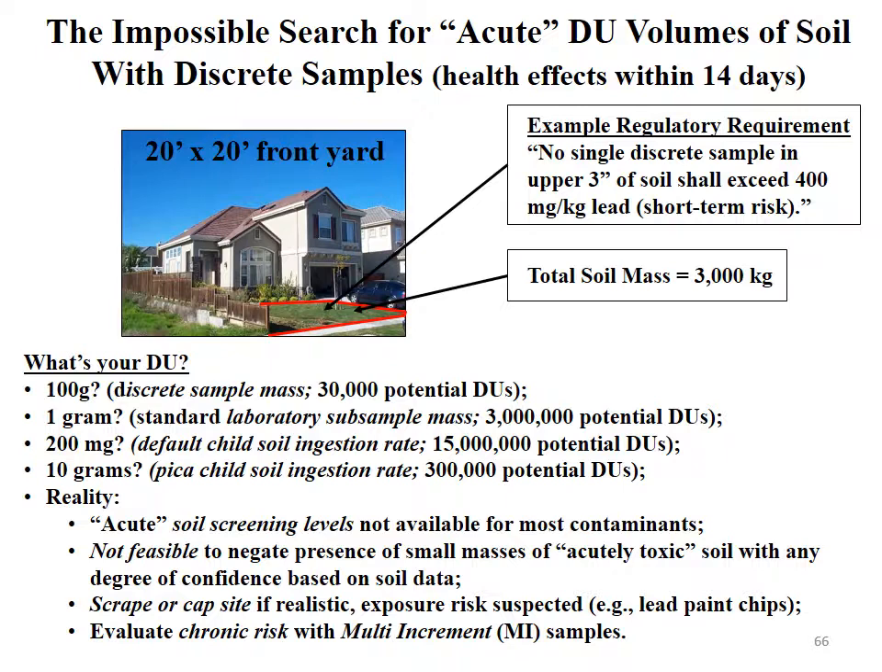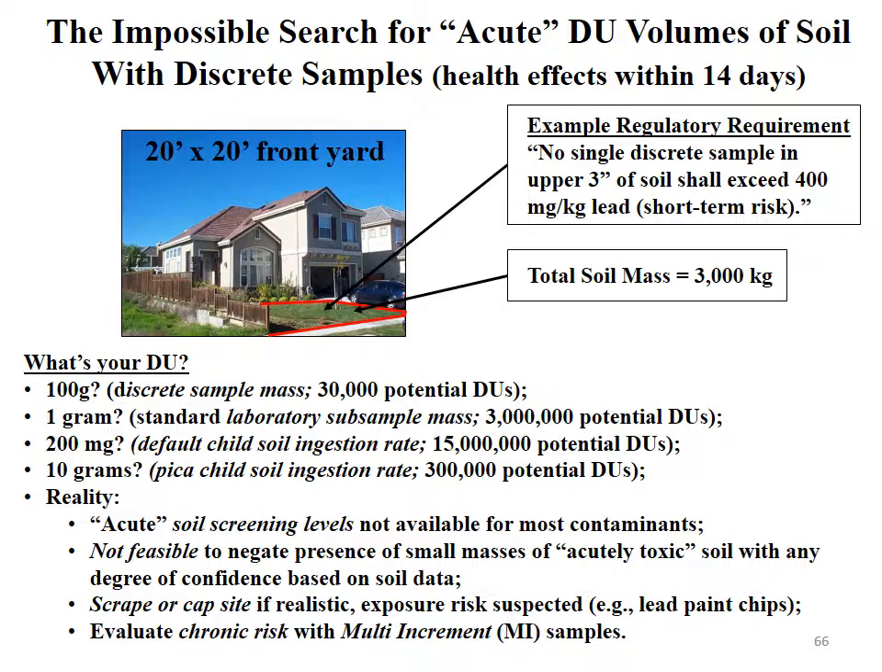In reality, if we're worried about acute exposure, we should be thinking of pica children, kids who eat dirt. The default soil ingestion rate is about a small spoonful of dirt, 10 grams. So this is a much more reasonable acute exposure volume of soil. But in this case, still, now we have 300,000 potential 10-gram DUs in this front yard. How many of those do you need to test to get any confidence, again, that none of those 10 grams of soil exceed 400 milligrams per kilogram lead? Well, you're never going to do it.